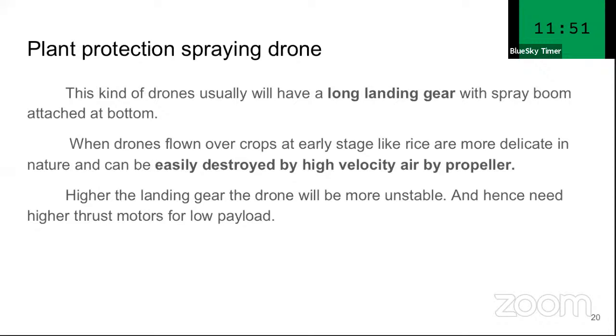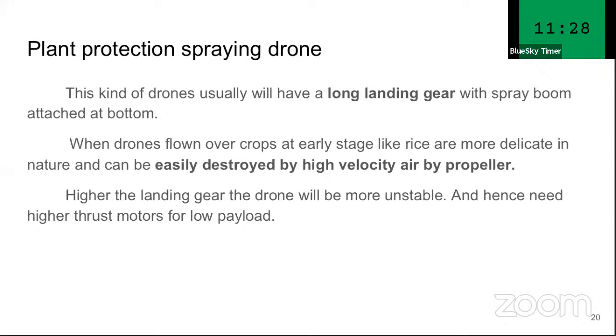So you will find these crops actually go hither and thither, and that can destroy the crop in its early stage. So we want to have the propeller far away from the crop top, but the spraying has to be done near the crop top. So there must be a physical separation between the spray boom and the propeller plane, and for which we actually have a long landing gear.